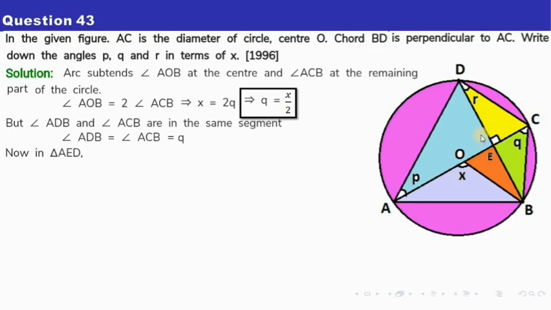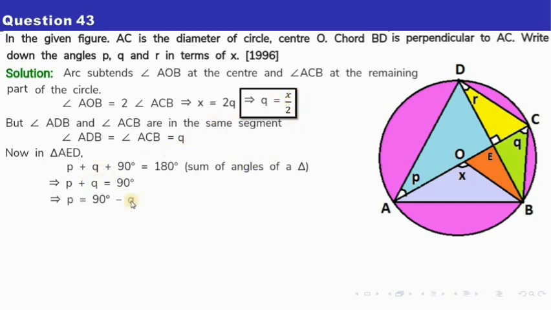If this is 90 degrees, then the sum of the interior angles will be equal to 180 degrees. So this is already P and we just evaluated this to be Q. So P plus Q plus 90 equals 180, so from here P plus Q will be equal to 90. Now we know that the value for Q is X by 2. So P becomes 90 minus Q, and Q is X by 2. So the value for P will be 90 minus X by 2. Now we found the value of P in terms of X. This is my another answer.